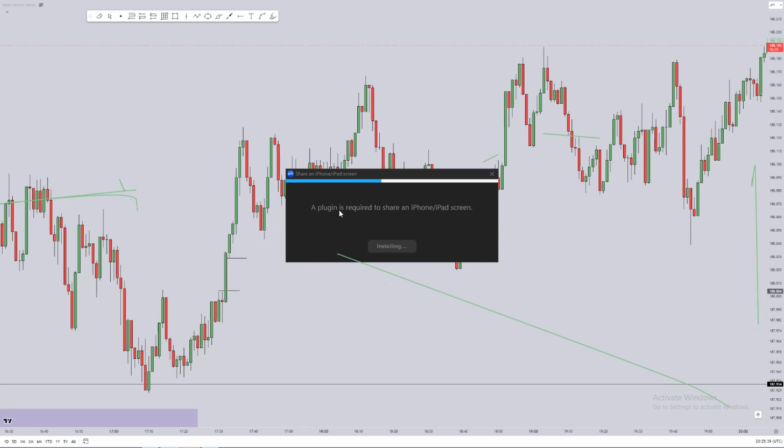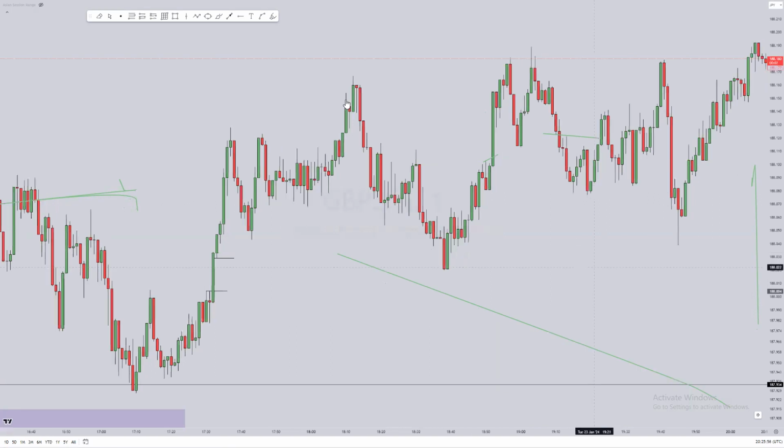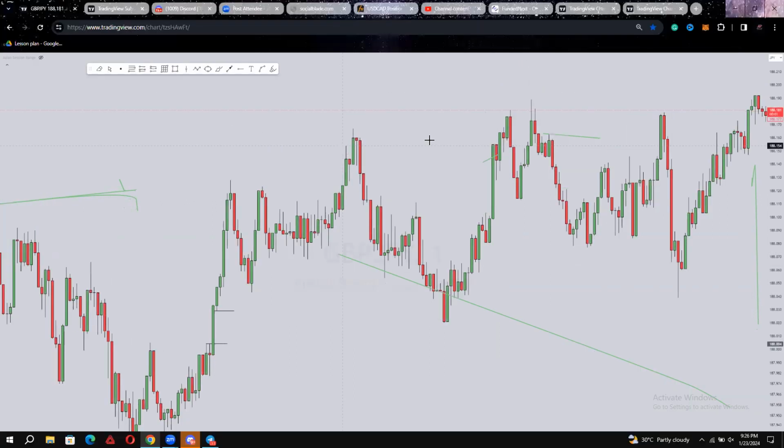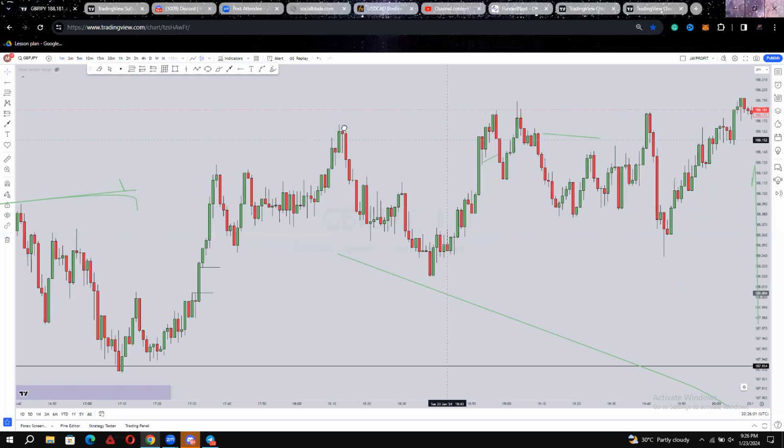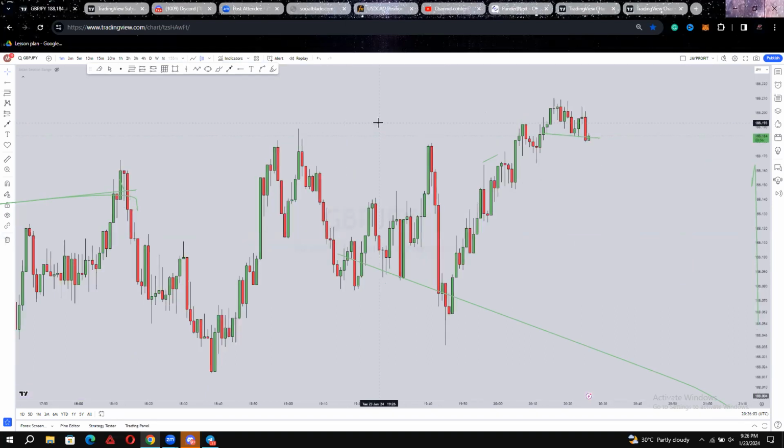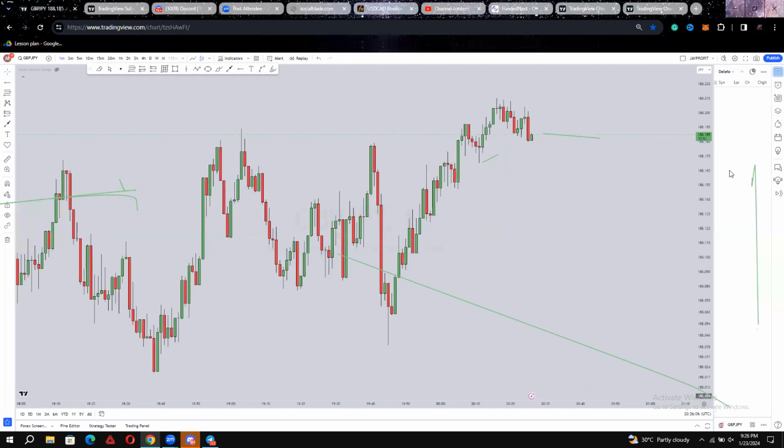I'm trying to download this plugin so I can share my full screen. I don't know, my network is so slow. Okay, in the absence of that, this is just so delayed. Let me just show you guys the trade entries I went on today, starting from the Euro AUD trade. Let's get onto Euro AUD and let me show you the trade I took. I think that should be this one.